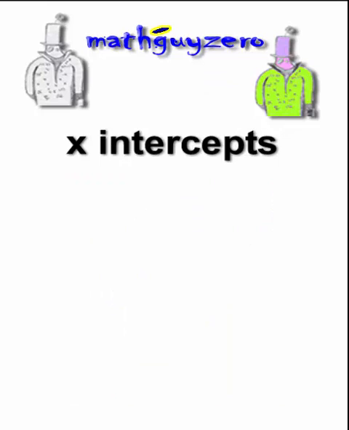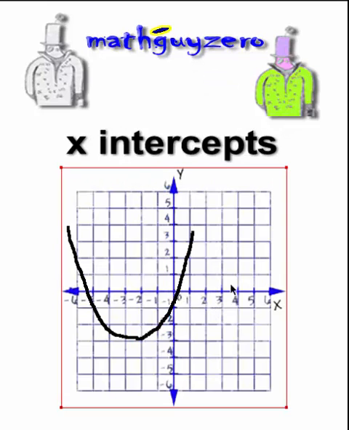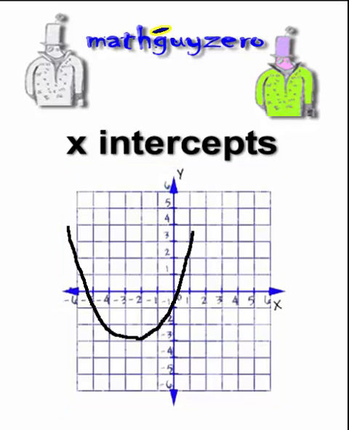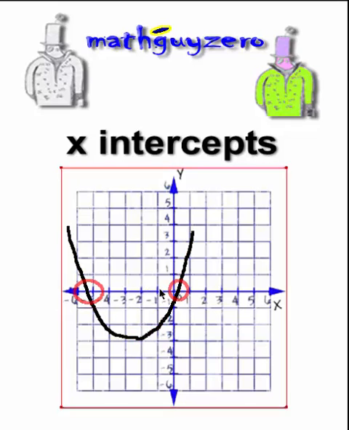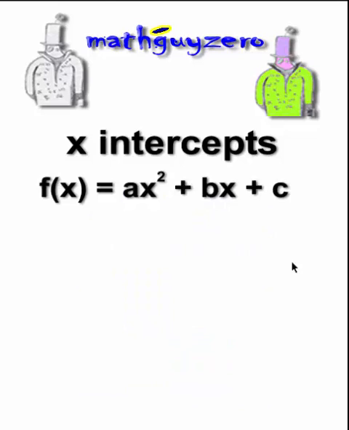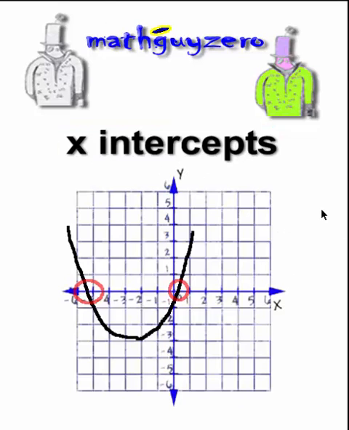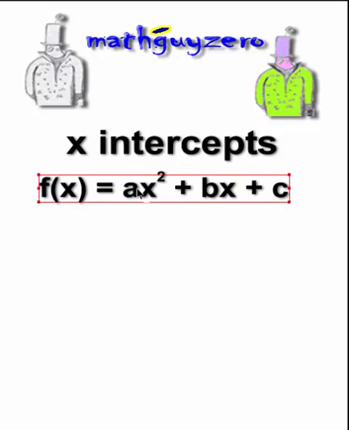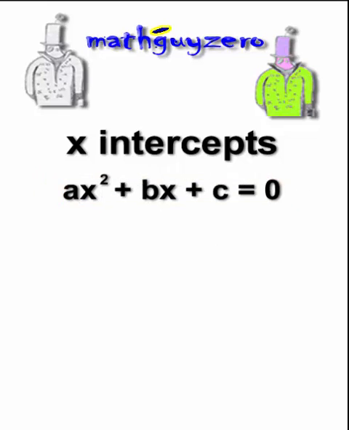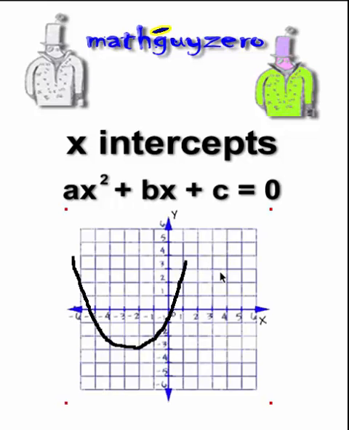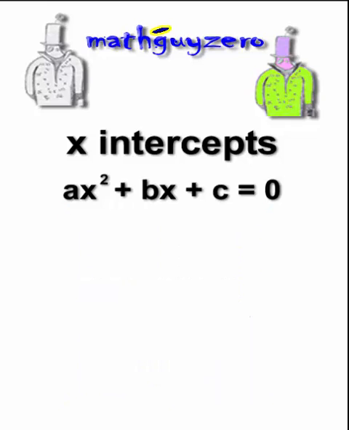It is a parabola. So how do you find the x-intercepts? That's where it touches the x-axis. Right? Right there and right there. And again, if the equation is in this exact format, you can set it equal to 0 and then solve for x. And what that does for you is it tells you where this graph crosses.